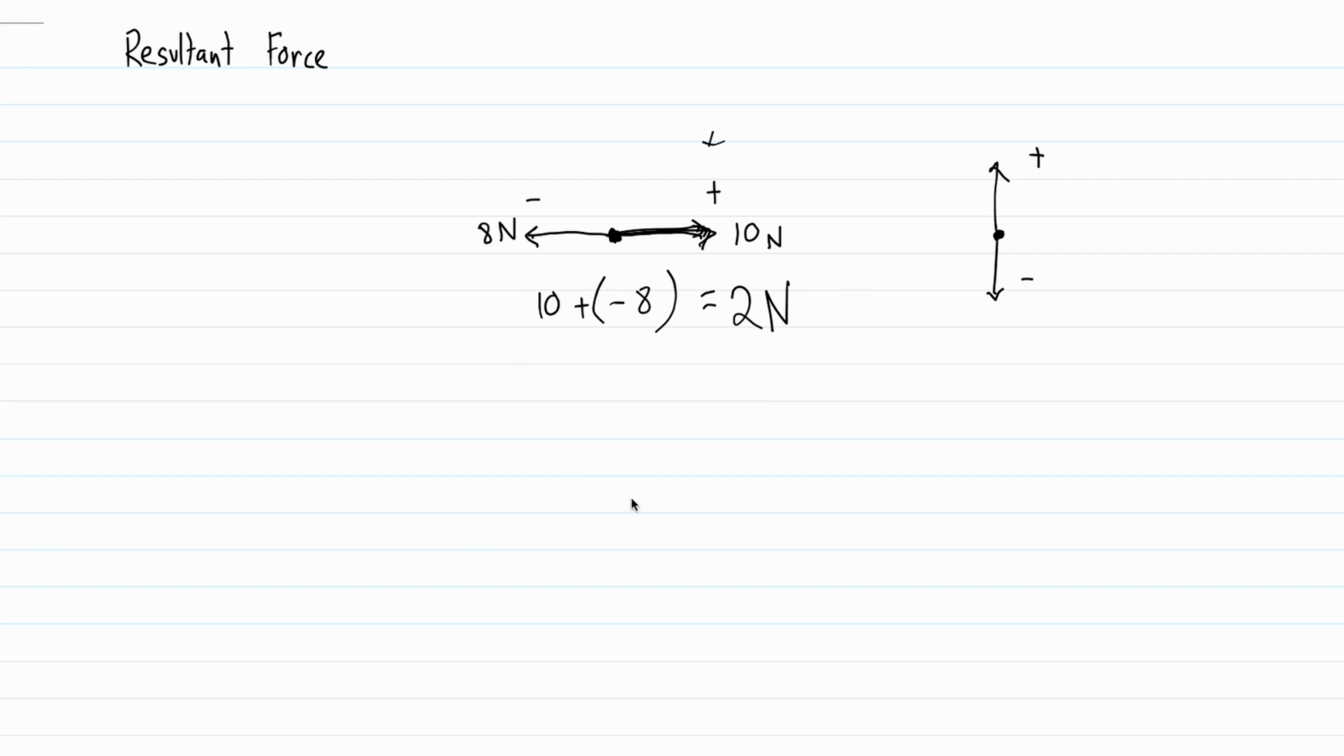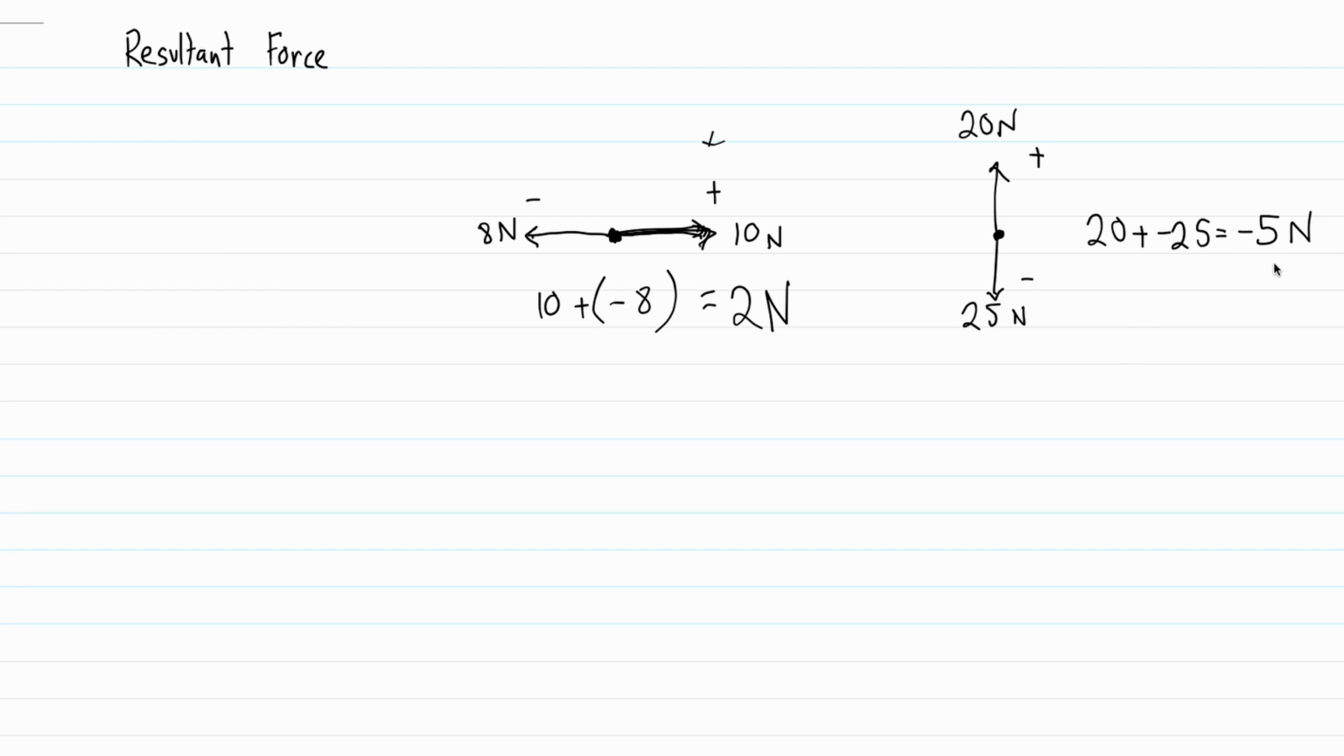Another example could be the up and down example. Let's say the upward force is about 20 Newton and the downward force is 25 Newton. If they ask you to find the resultant force, you start from the top: 20 Newton plus minus, because it's the opposite direction, 25 Newton. What you will get here is minus 5 Newton.